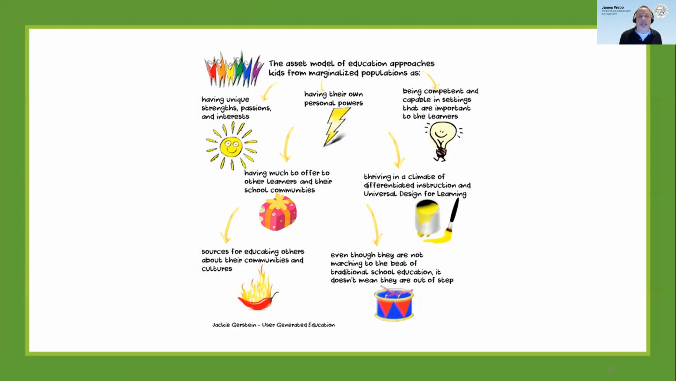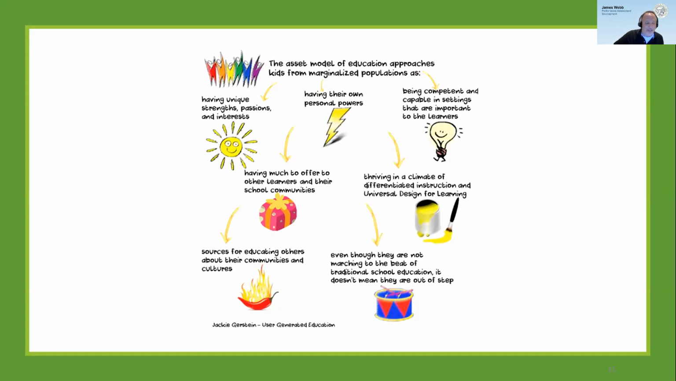So really, when you think about an asset model approach in planning, you want to look at students and recognize their unique strengths and passions, what personal powers they have, how they are bringing a sense of funds of knowledge to the lesson or to the classroom, and how universal design for learning, as Amy shared, is so important in a climate of differentiated instruction.